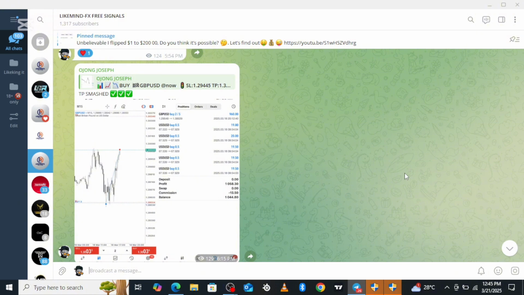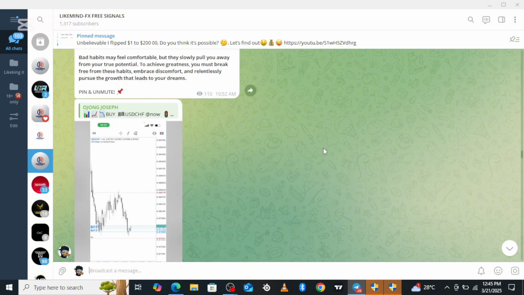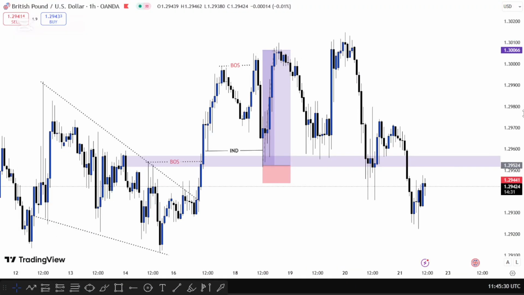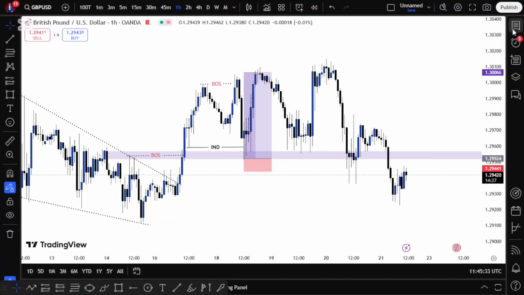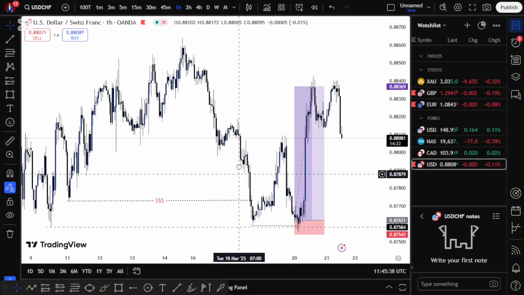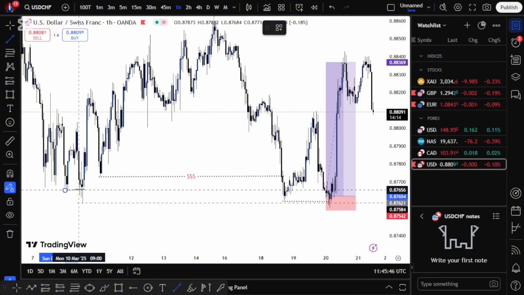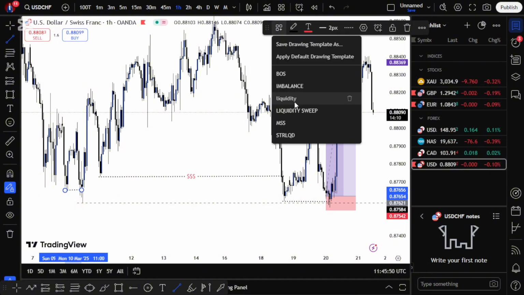So Wednesday, which trade did we take? We took the USD Swiss francs, and then we'll come down to today. All right, so we took the USD Swiss francs. First we have our sweep of liquidity, which we have right here. We have a sweep of liquidity and we have a breaker structure to the upside.